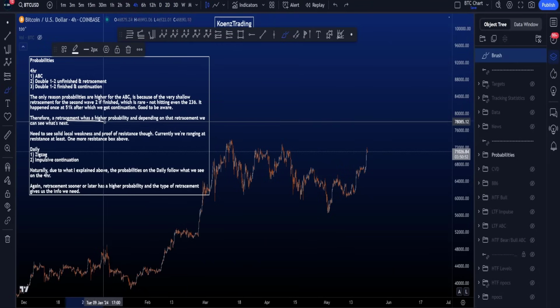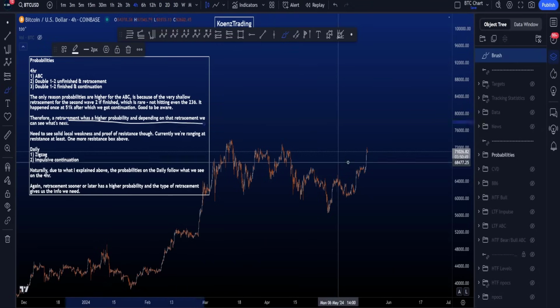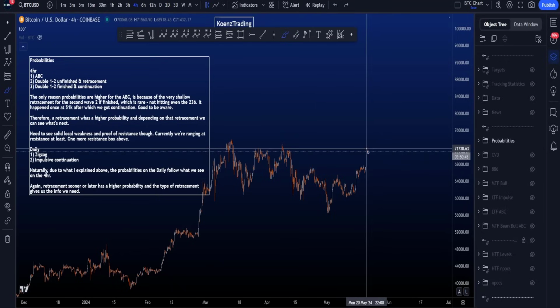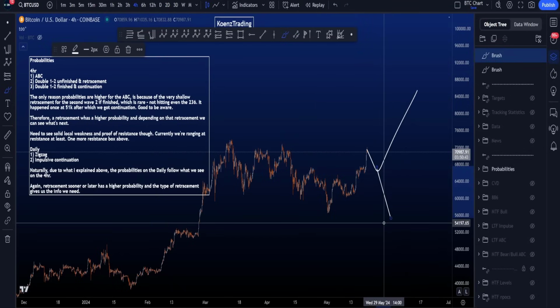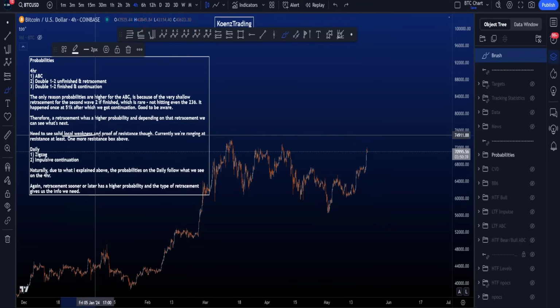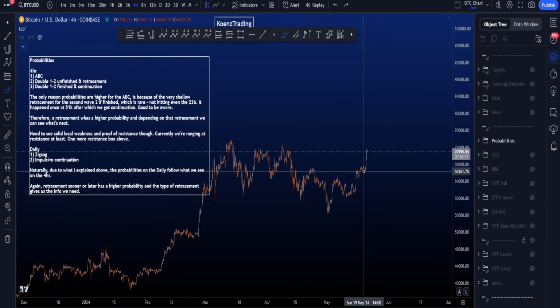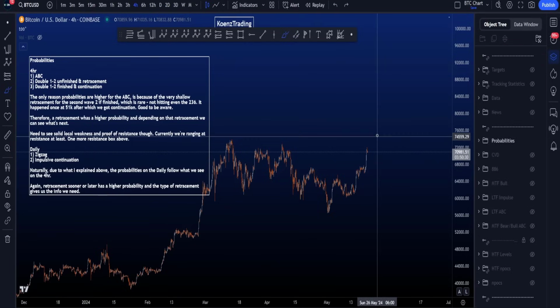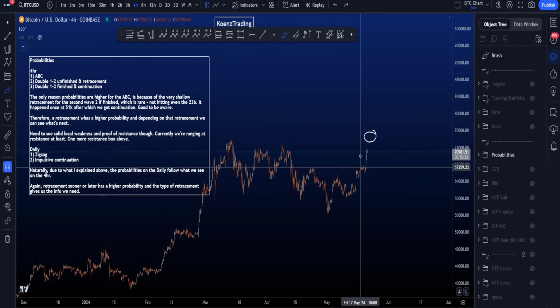Therefore, a retracement has a higher probability, and depending on the retracement to the downside, we can see what's next with regards to either a double 1-2 or a bigger move towards the downside. We do want to see solid local weakness and proof of resistance though, as we are pushing to the upside on volume, and currently we are ranging at resistance, with one more resistance box above, just in case we pass the current resistance where we're at.